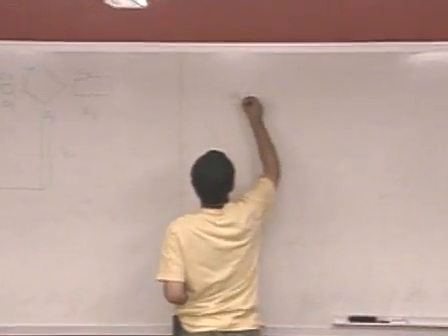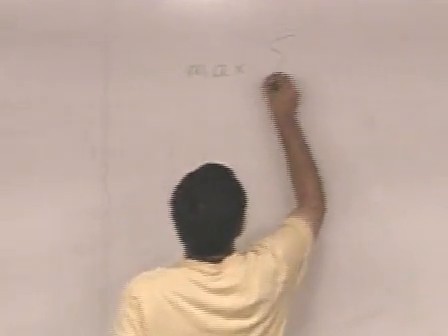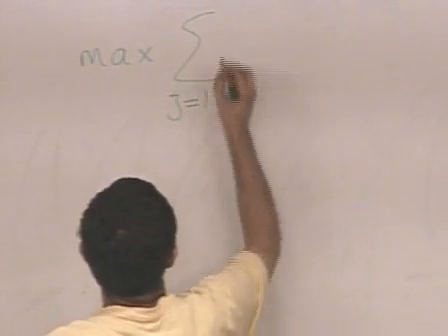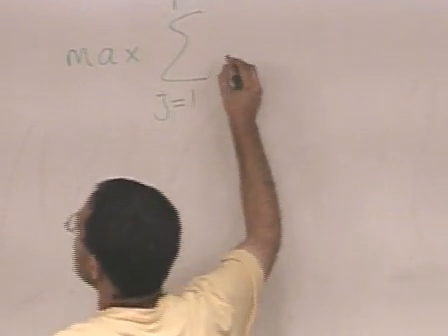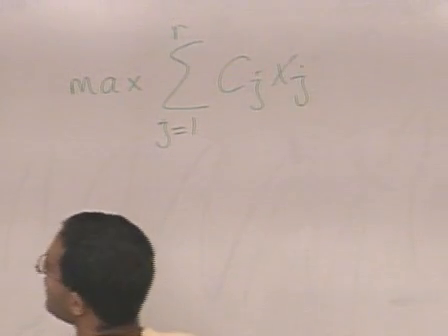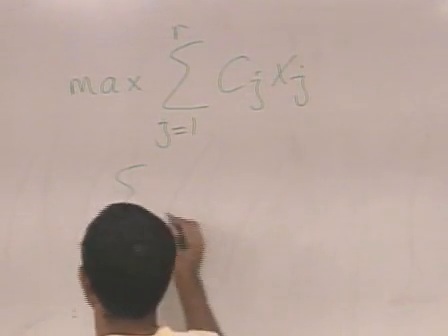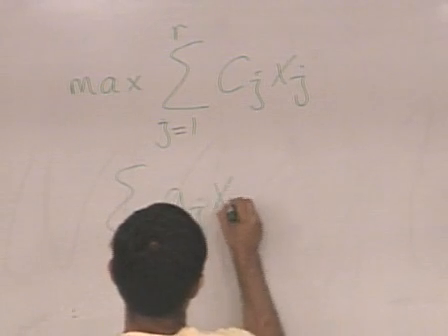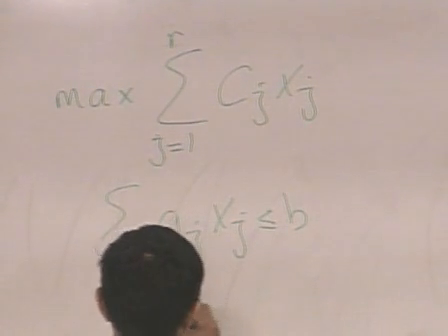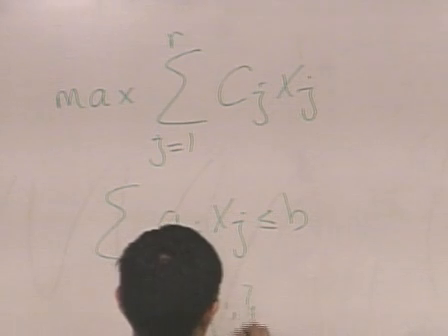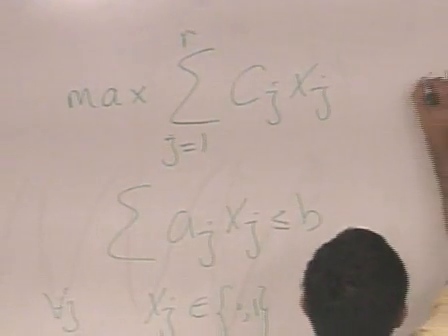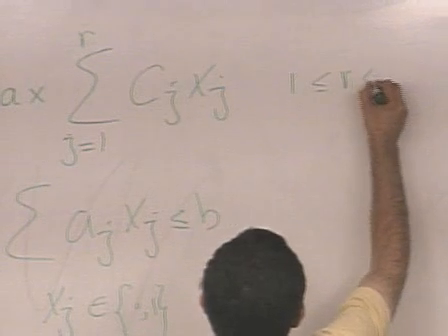Maximize the summation over j from 1 to r of cj xj, given that the sum of aj xj is less than or equal to b, and xj is a 0, 1 variable. And r is a number between 1 and n.